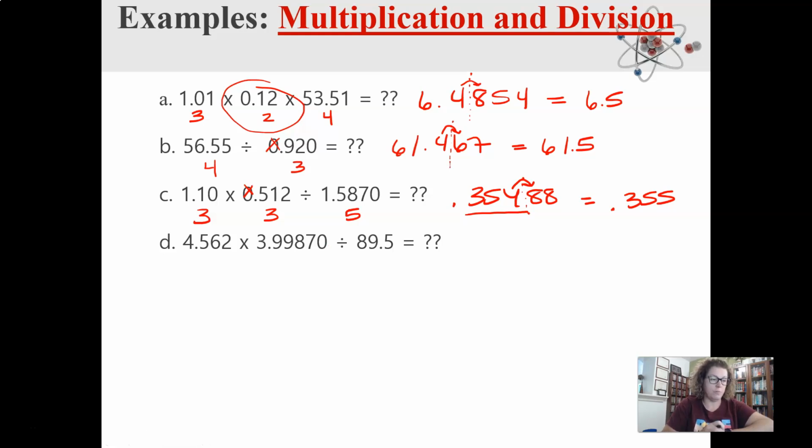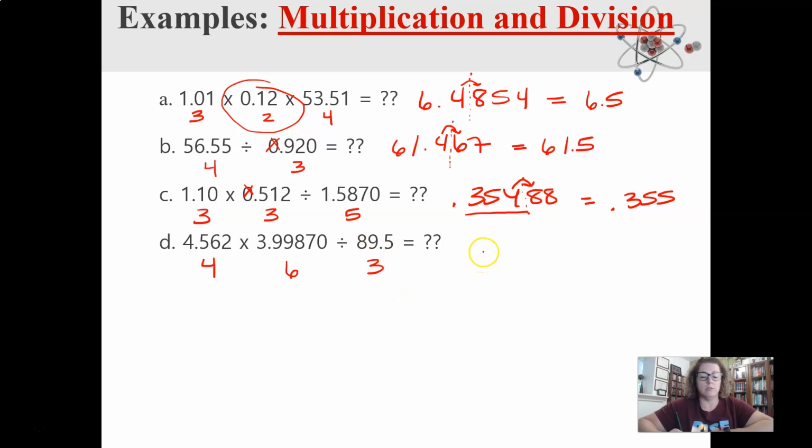Same thing for the last one, 4.562, and then multiply 3.9987. And then I'm going to hit enter, equal, enter, whatever your calculator says, and then I'm going to divide 98.5, okay? Not even concerned with rounding or sig figs till after I plugged everything in. So this first number has 4 sig figs. This last one, every digit matters because of that decimal, and the 0 follows the 7, so I see 6 sig figs. And then this last one, I see 3.